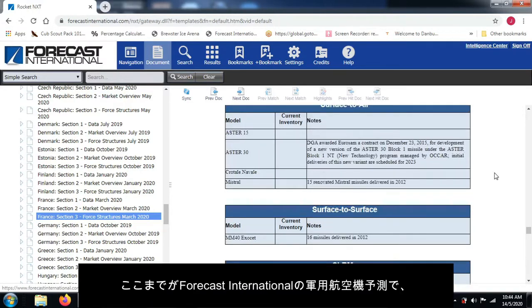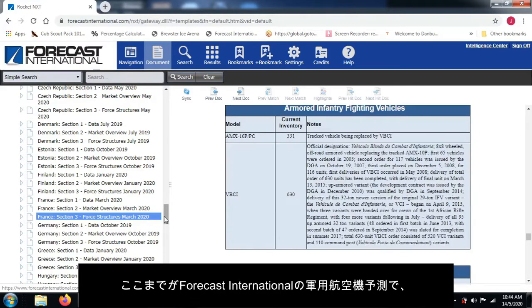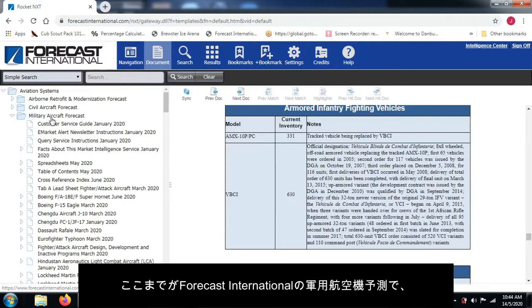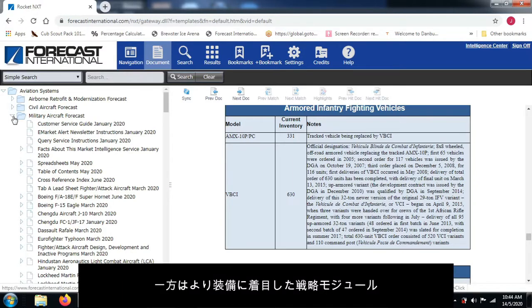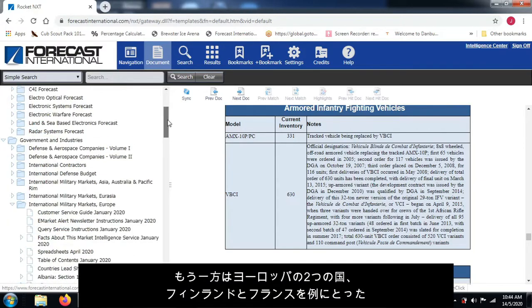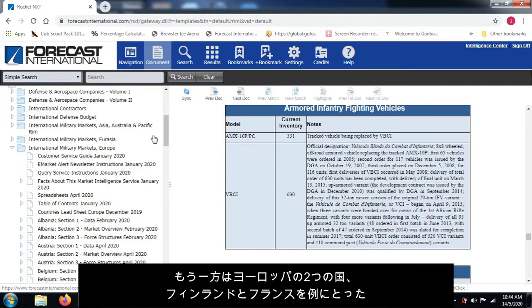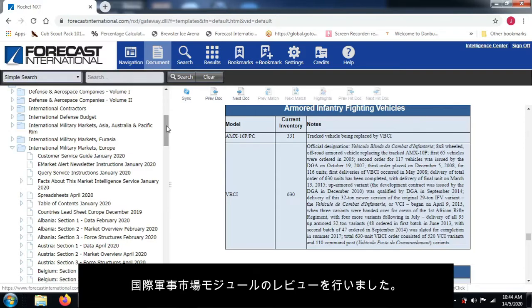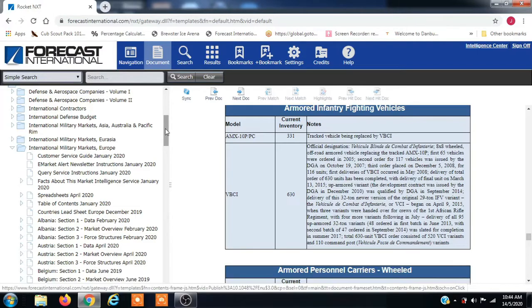So this has been a review of Forecast International's military aircraft forecast, which is more of an equipment-oriented intelligence module, and it's been a review of our IMM Europe, 2 countries in the IMM Europe module, Finland and France, and I hope it shows to some degree the scope of content that is offered in each of these online intelligence modules.